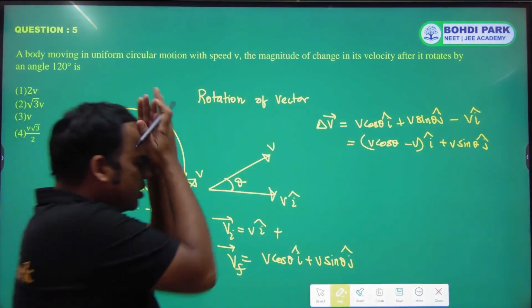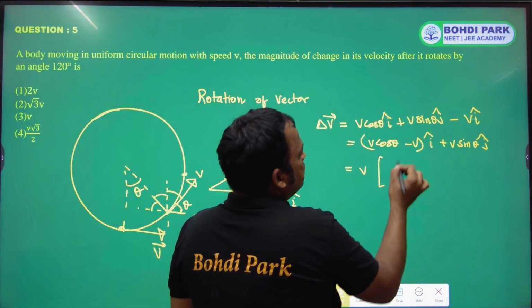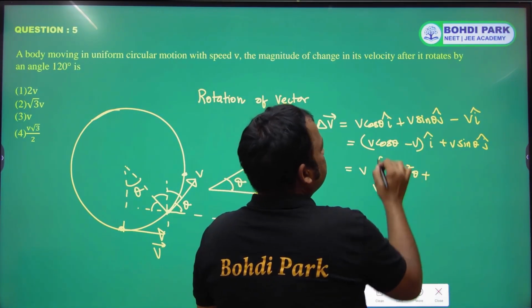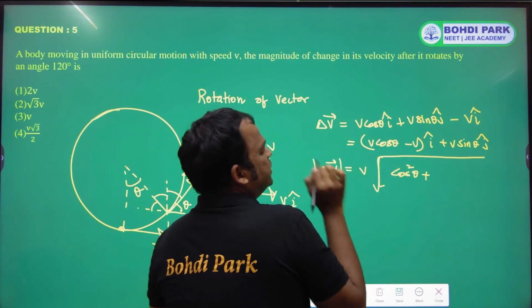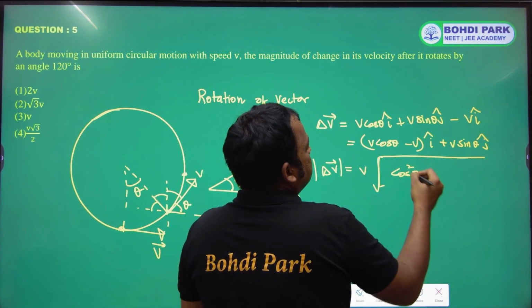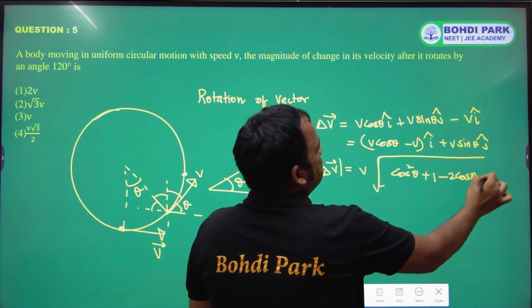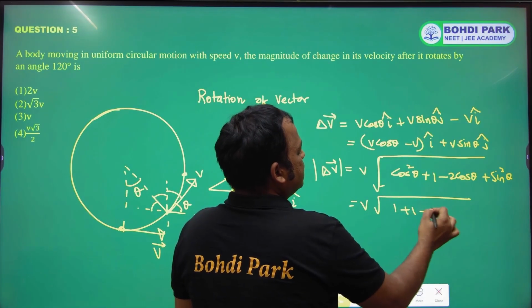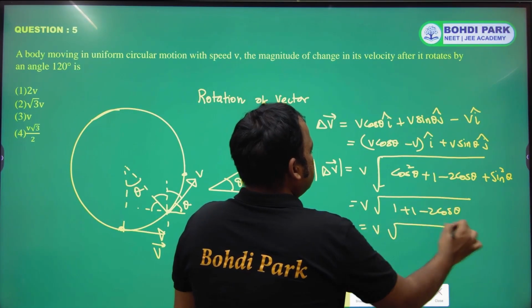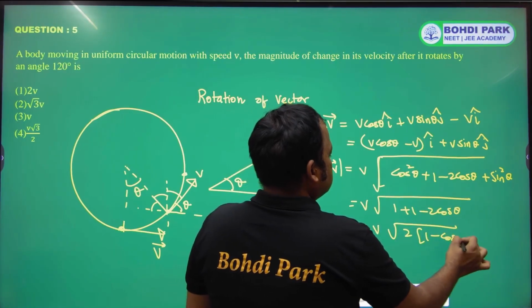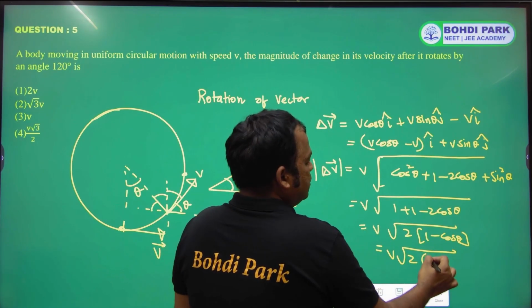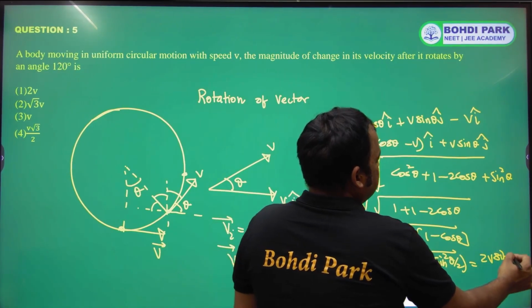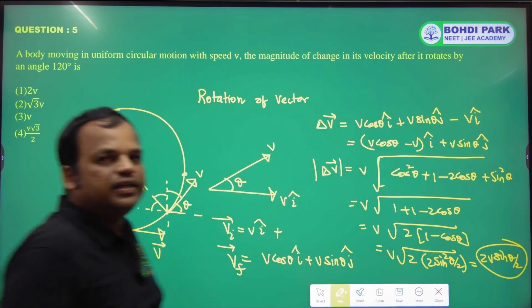So take v common. So cos theta minus 1 square, which is cos square theta, plus sin square theta, this is magnitude of change in velocity. Okay, so v outside the root, then cos square theta plus 1 minus 2 cos theta plus sin square theta. So this is v square root 1 plus 1 minus 2 cos theta. So v square root 2 common 1 minus cos theta. 1 minus cos theta is equal to 2 sin square theta by 2. So that is equal to 2v sin theta by 2. So this is the formula, 2v sin theta by 2.